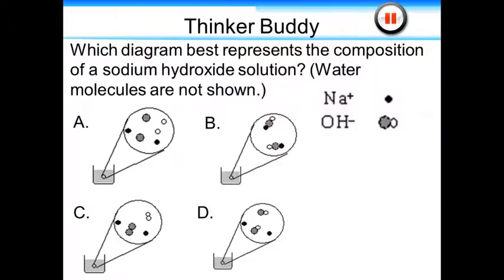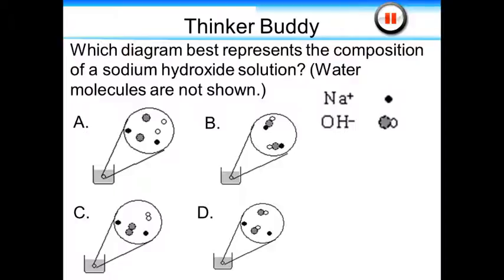Thinker Buddy question. Which diagram best represents the composition of sodium hydroxide in solution? Water molecules are not shown. The sodium ion is represented by a little black circle, and OH minus ions are represented by a gray circle and a white circle connected. In picture A, there are 2 black circles separated, floating around, 2 gray circles separated, floating around, and 2 white circles separated and floating around.